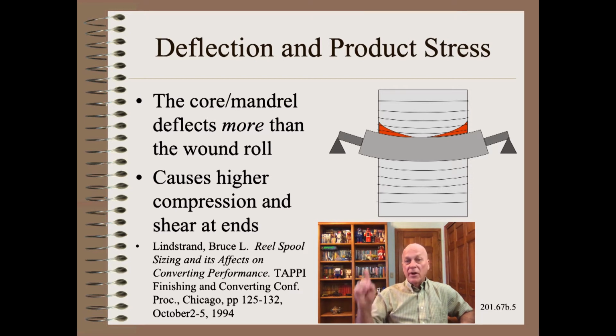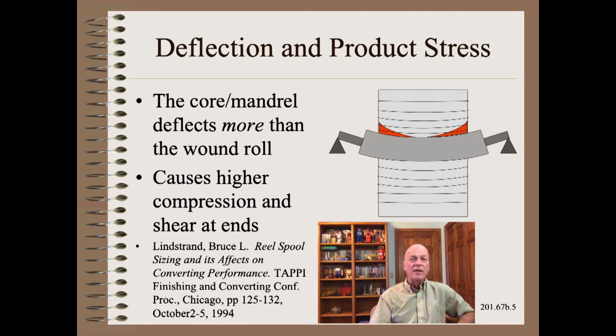To my knowledge, only one person has ever attempted to model the complexities of the deflection of a wound roll system. Bruce Lindstrand, a good buddy and co-worker when I worked at Beloit, used the services of some high-powered, nonlinear, finite element models to get stresses and deflections. Bruce verified this with measurements. The shocking conclusion was that the wound roll, because it is radially soft, does not deflect as much as the core or the mandrel that supports this. The figure shows an exaggerated version of this behavior.